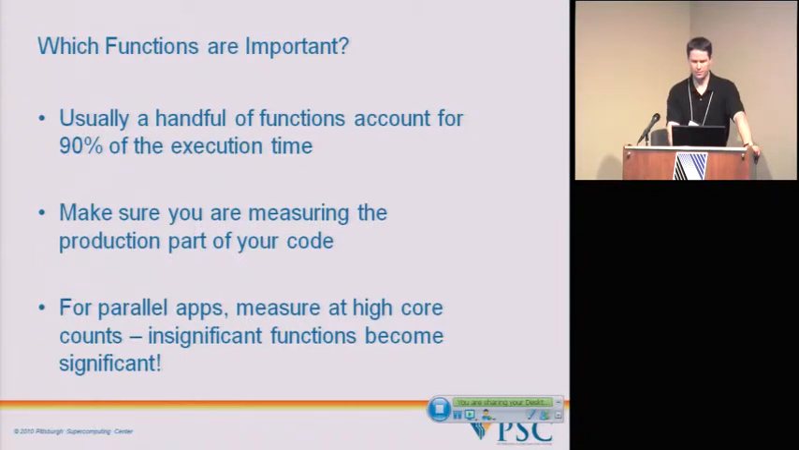With the overhead, again, I just mentioned that when you measure what's going on in those functions, you want to make sure you're actually looking at the parts you're interested in: the production part, the main loops, or whatever is the most computationally intensive. And when you look at the time spent in functions, if you're assessing the performance in parallel, then you absolutely need to look at the time in those functions at the high core counts.